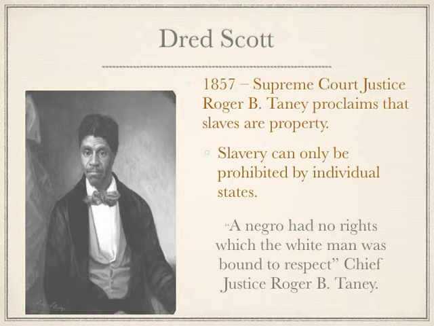But more significantly is this statement that a Negro had no rights which a white man was bound to respect, identifying the Negro not as a human being but as property in the United States. And because they are property, property is protected under the Constitution and cannot be taken away by the federal government. From this point on, Southerners rejoice because they feel that the slave issue is now resolved, and they could move forward with the expansion of slavery without fear of federal intervention.